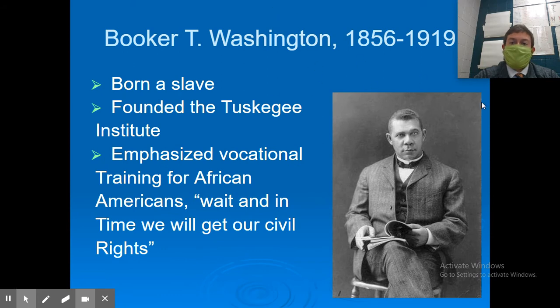So there's Booker T. Washington. He was born in 1856. He died in 1919. He was born a slave. He's very famous because of the Tuskegee Institute. He emphasized vocational training for African Americans. His philosophy was wait, and in time we will get our civil rights.